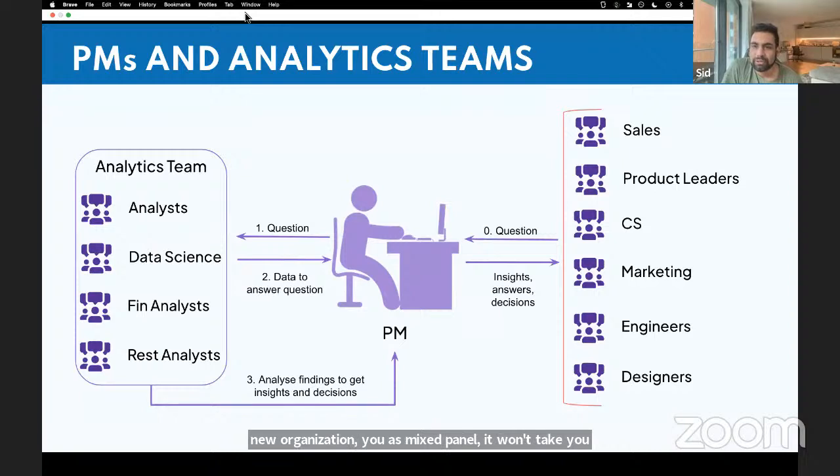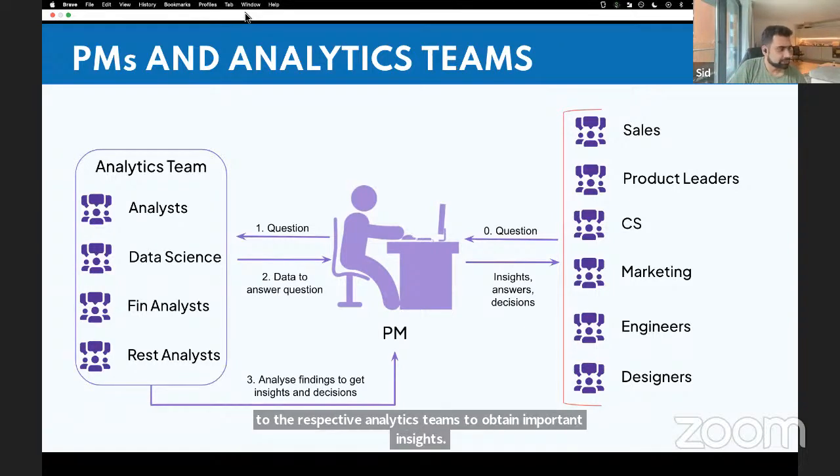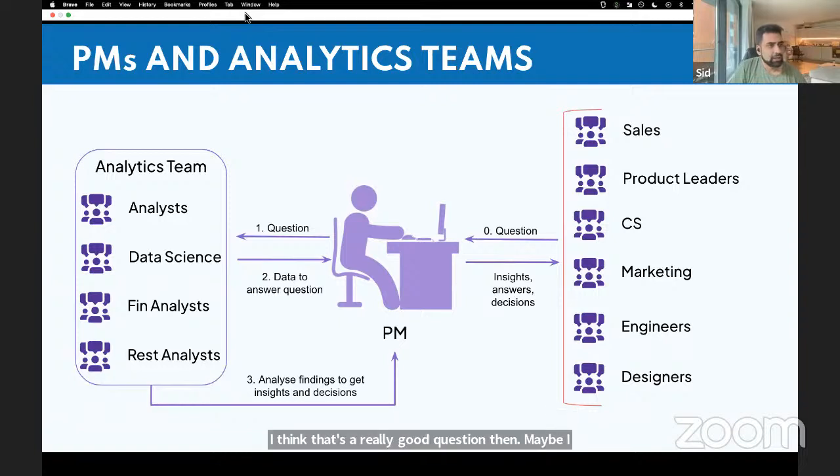Okay, what are the types of questions that we can ask as a PM to the respective analytics teams to obtain important insights? I think that's a really good question, Zen. Maybe I should have mentioned this. Depending on the size and maturity of your analytics teams, the questions you ask will be very different.